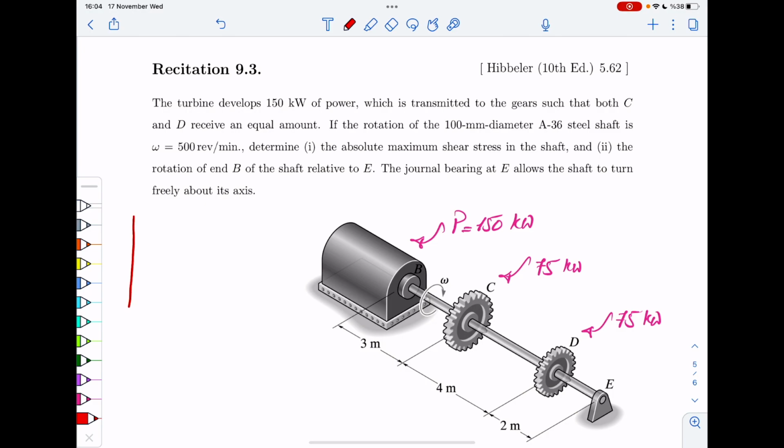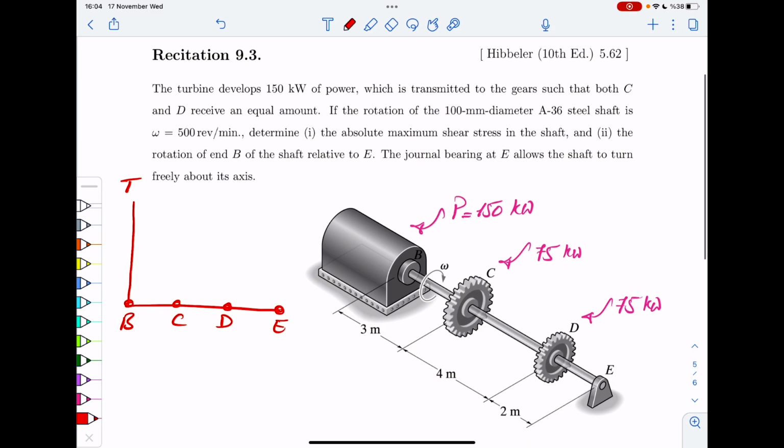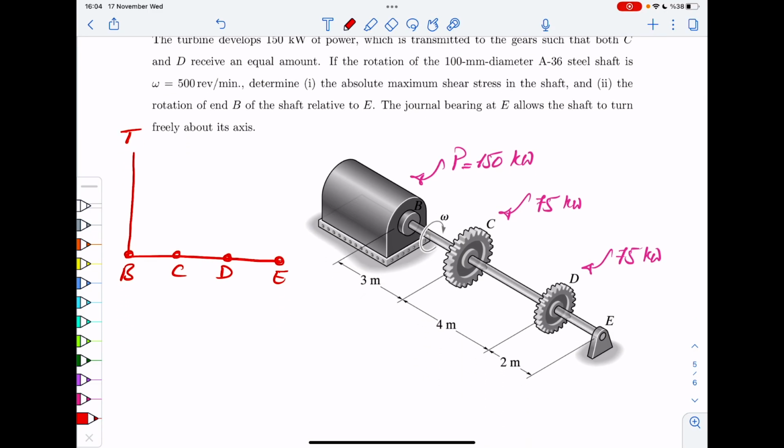So let's say we want to draw the internal T, and these are the points B, C, D, and E, and this is T. We would have all of it between B and C, then half of it between C and D, and eventually nothing between D and E.